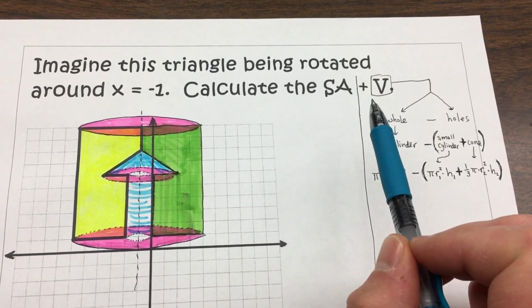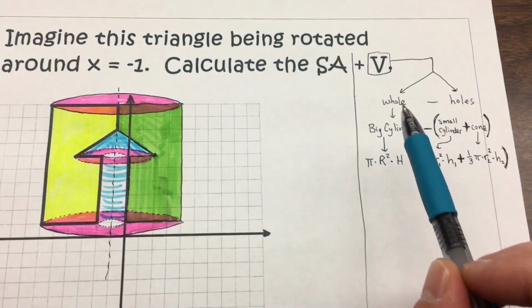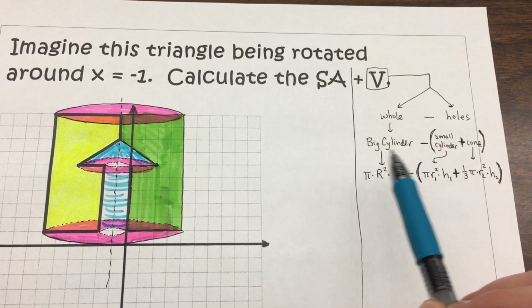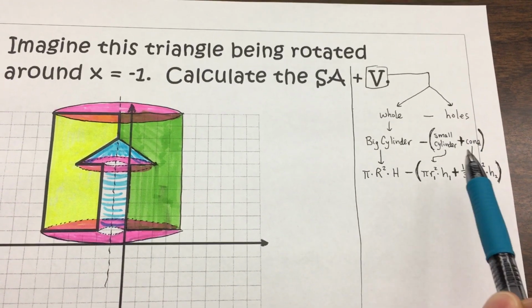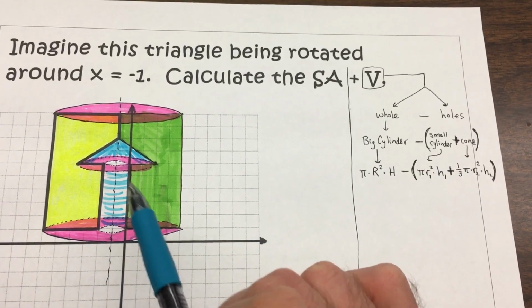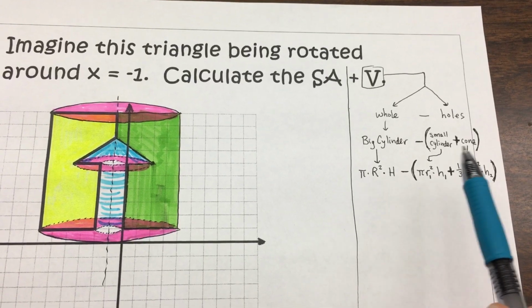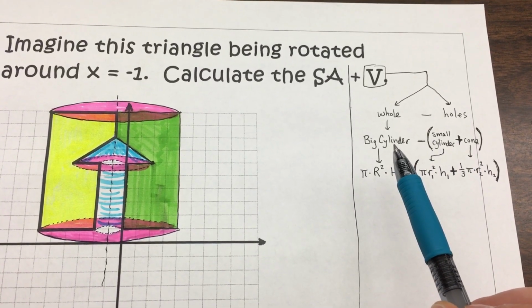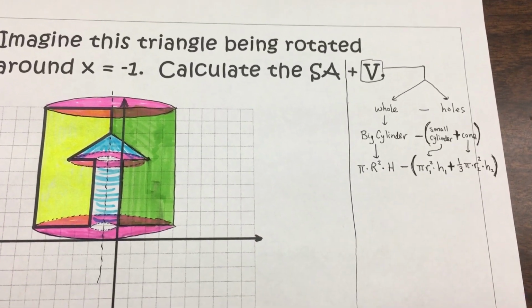So if I need to find surface area and volume, then volume is going to be the much easier one to do here. So I'm going to think of this as the whole shape, which is a big cylinder, minus, and it's not just one hole, but really two holes. So we've got the small cylinder hole right here, plus we've got the cone hole. So I'm going to add together their volumes and subtract that away from the overall big cylinder. And what's left over will be this whole shape then.